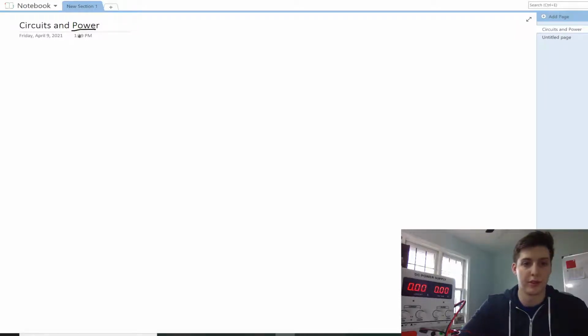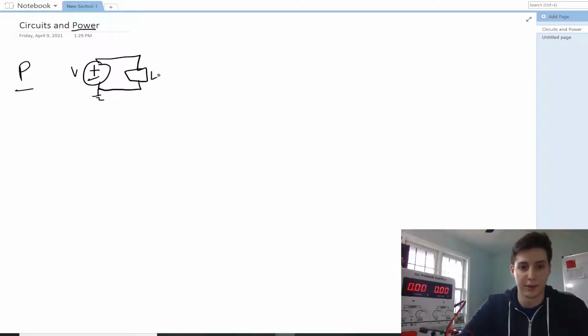Okay, so today we are going to talk about power in circuits, and power is denoted by the letter P. We can think of power as the rate of energy that's either being absorbed or delivered to something. So if we have a circuit that looks like this, where we have a voltage source here, our ground is down here, and then we have some kind of load, the power from the source will be delivered to the load.